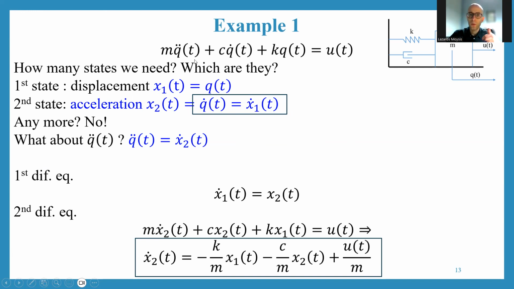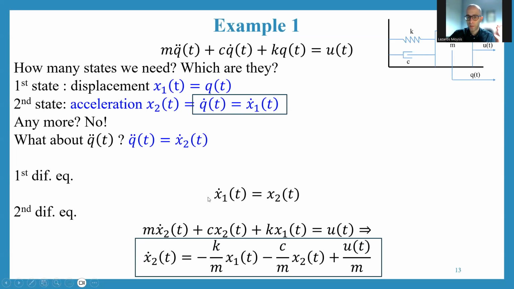Okay, and then we have this third term right here, but as I told you, we don't need an additional state for this term, because this q double dot term is actually the derivative of the second state. Okay, because the acceleration is the derivative of the velocity. So we write down these differential equations.